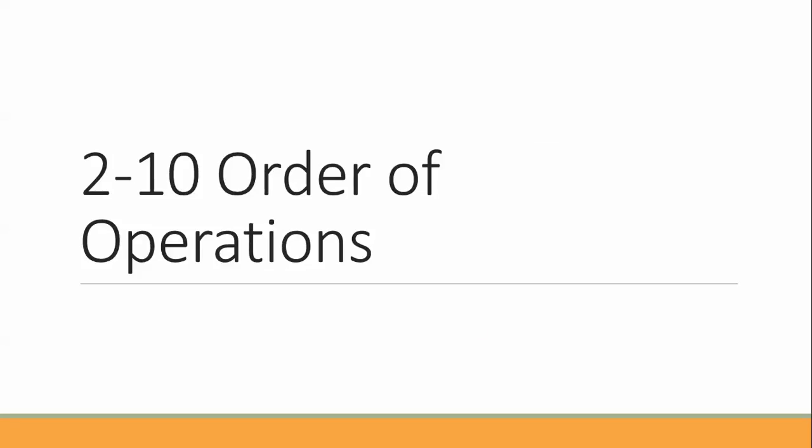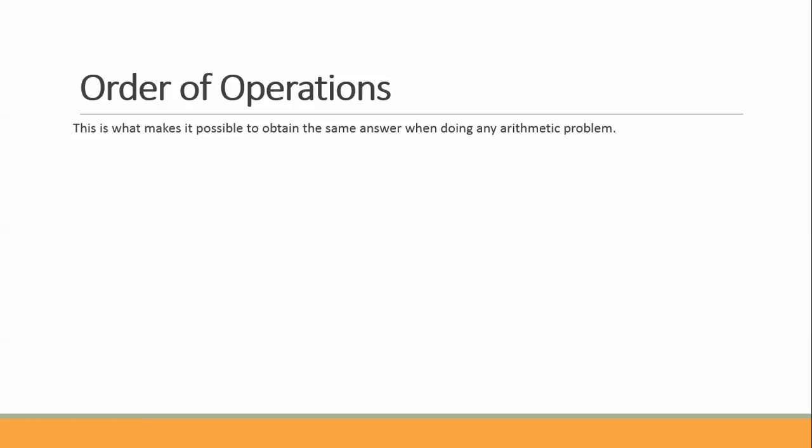Today we are talking about order of operations. Order of operations is what makes it possible to obtain the same answer when doing any arithmetic operation. It's kind of what makes math or arithmetic well ordered. There's actually a definition of being well ordered, and that makes it well ordered so that we always get the same answer.